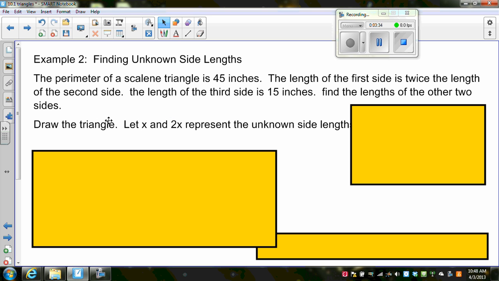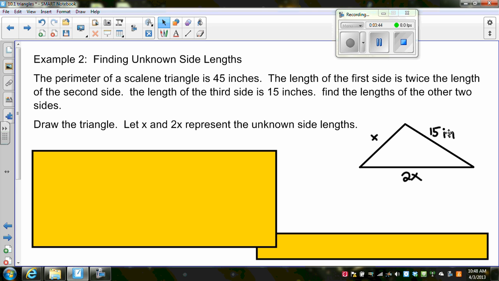This gets confusing to me just reading it, so I really need to draw a picture. And it doesn't matter if your triangle is actually accurate, but what matters is how you label them. So in this case, I drew a triangle and then said the length of the first side is twice the length of the second side. So I have 2x here. The second side is just x. And then the third side is 15 inches. So I'm going to try to find the length of these two sides.